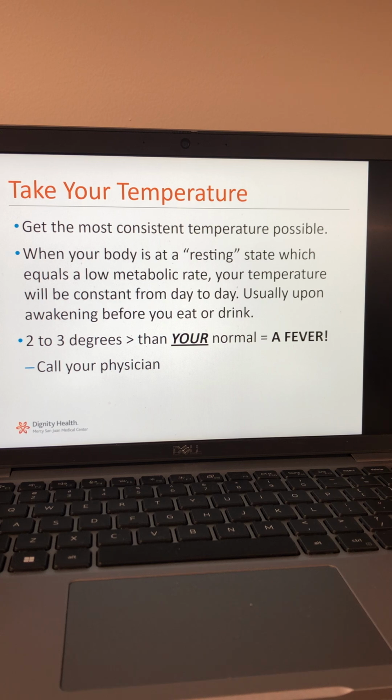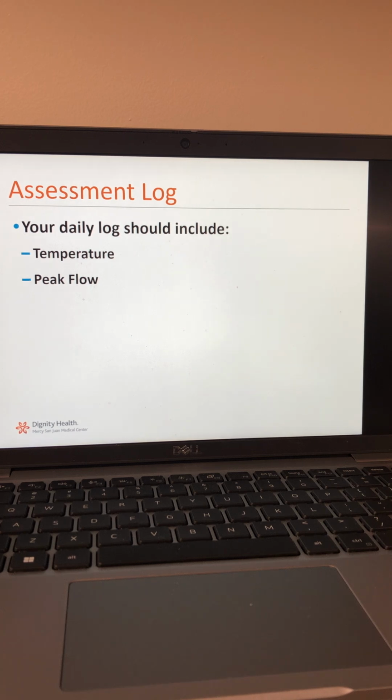And if you have a lower temperature like this, when you keep track of it, you can tell your doctor, hey, for me, 99.6 or 100.6, that's a fever. And you can show them with that data. Your doctors are going to love the data. The logs that we've given you, I hear time and time again how much the doctors appreciate those. It's going to include a peak flow.